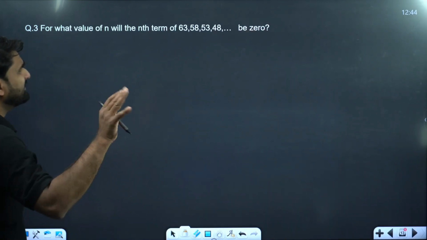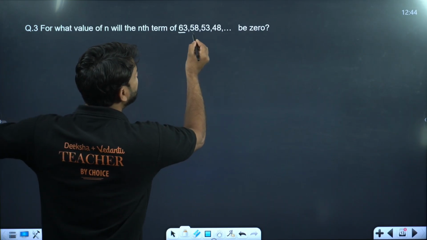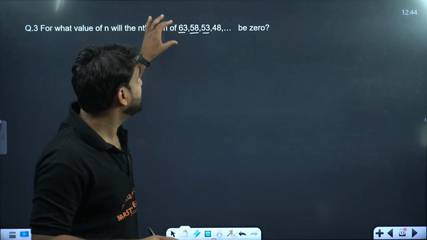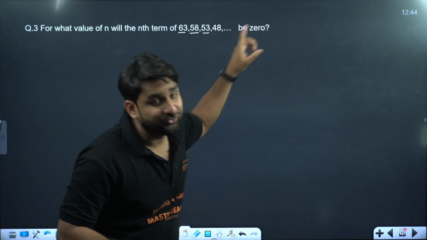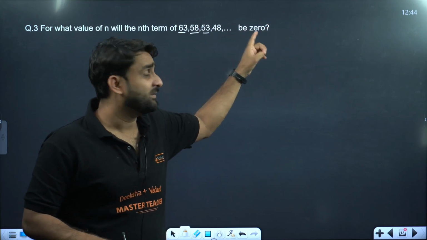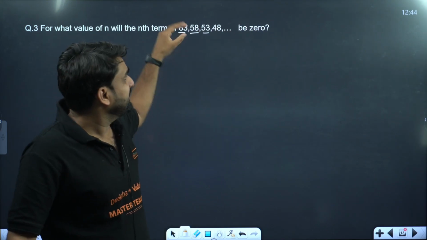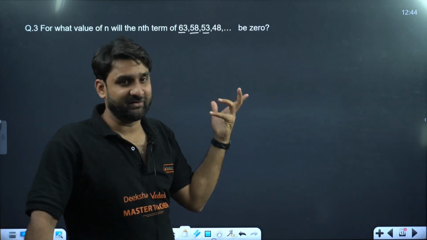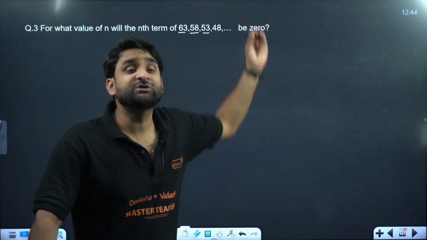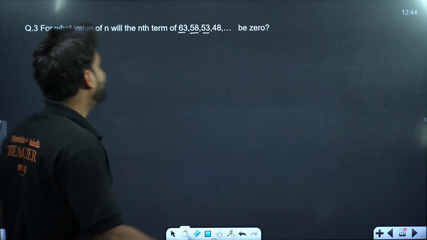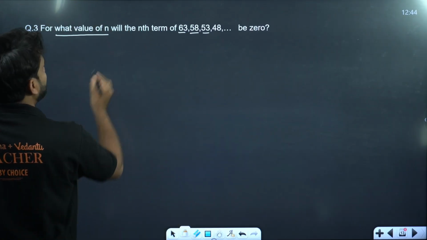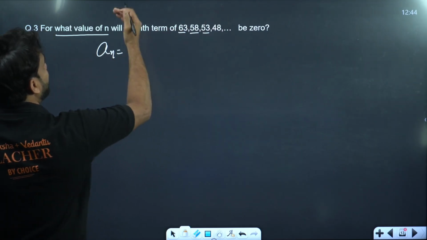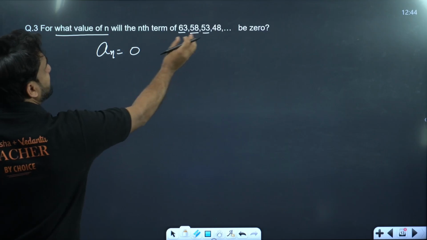My dear, listen. Can you see this AP is in decreasing order? 63, 58, 53, 48 means the terms of the AP are decreasing. So the time will come when the terms will become 0, because the numbers are in decreasing order. Somewhere the number will be 0, but I don't know which term will be the 0. So we can let the nth term become 0. The question is for what value of n the nth term of this AP will be 0.